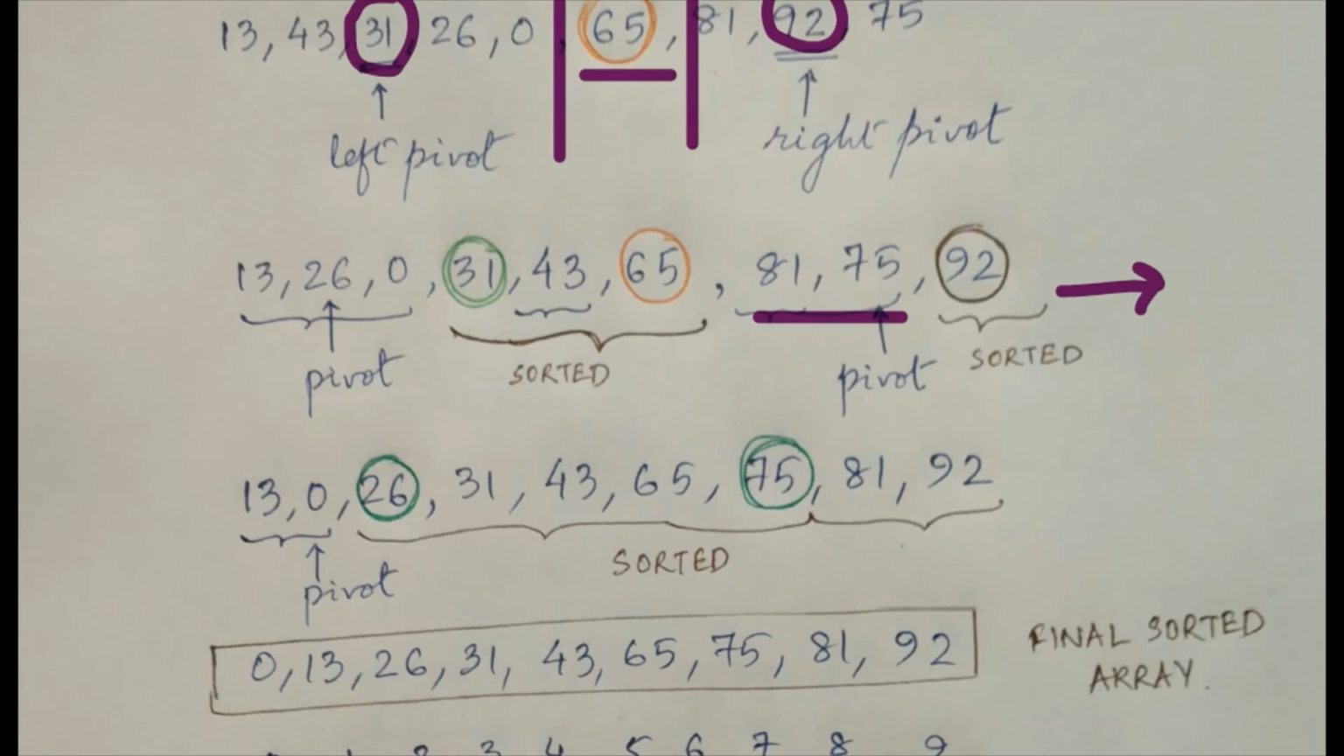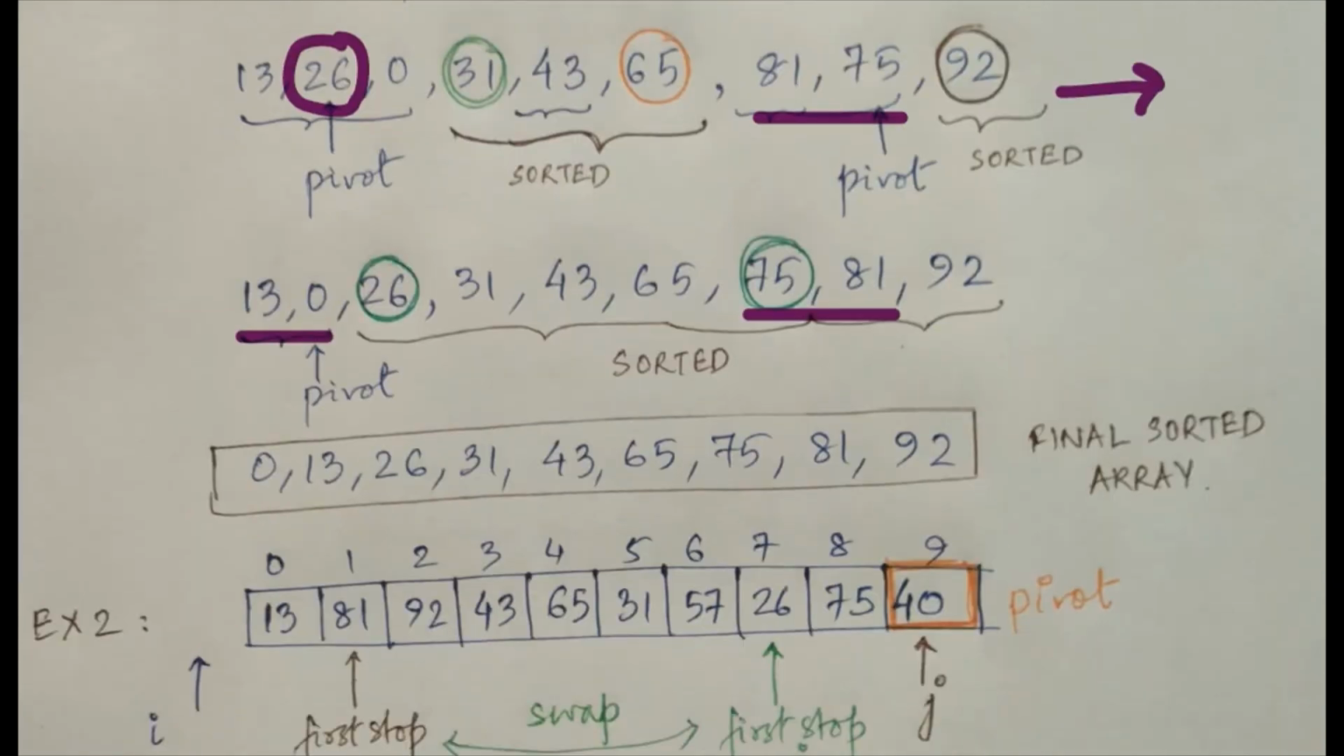Now again we select 26 as pivot, smaller than 26 goes to the left, there's nothing greater, so all of this is pretty much sorted. When you select pivots 81 and 75, they go in order and they are sorted. Then I'm left with 0 and 13. If one of them is selected as the pivot, let's say 0, then they will be sorted. So this is the rough way of doing quicksort.